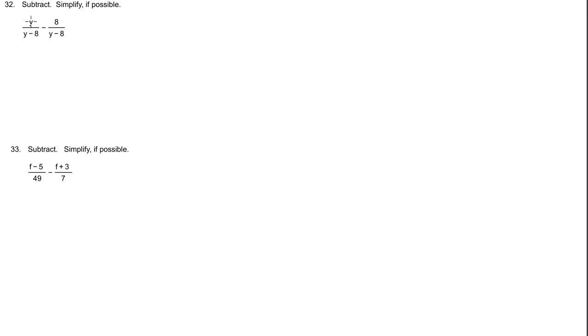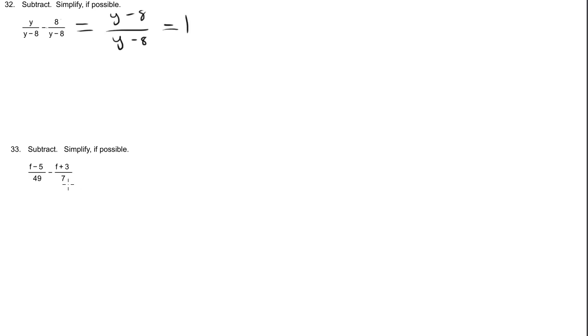Subtract. Let's see here. Y over y minus 8 over y minus 8. Well, we've got the same denominators, so we're just going to go ahead and subtract y minus 8. A thing divided by itself is 1. It's kind of a dumb problem.